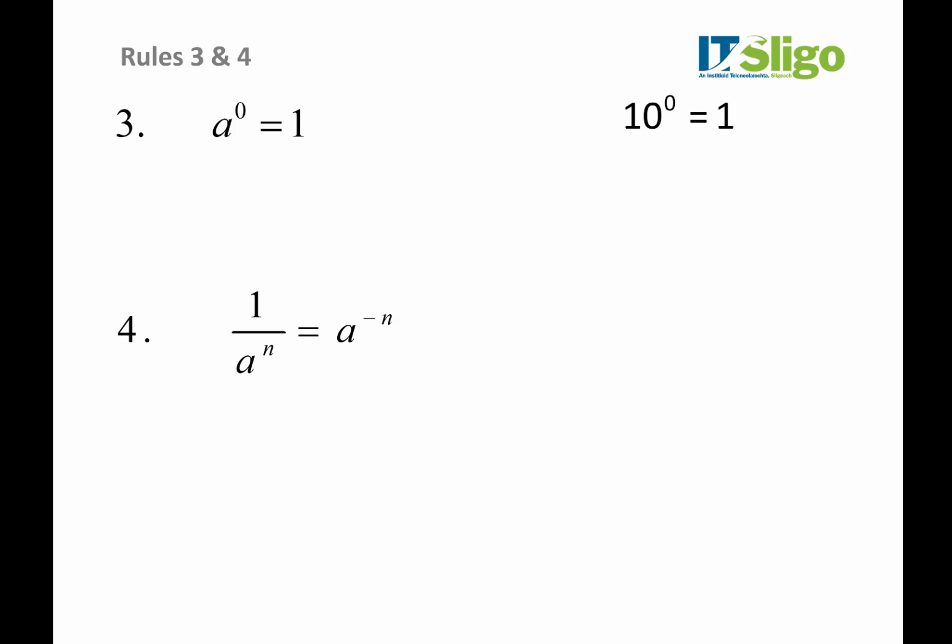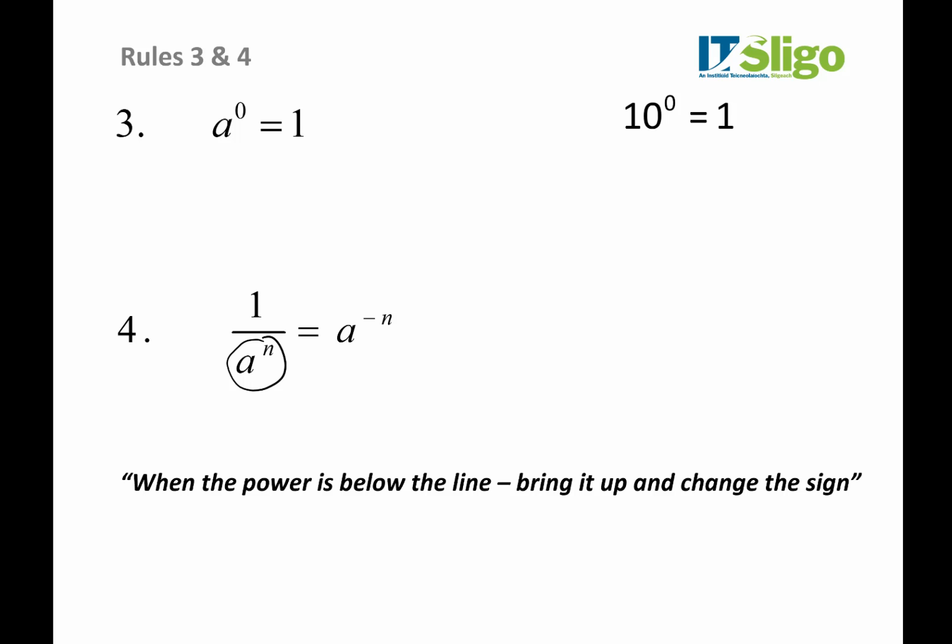I always think this is the most important rule for scientists: any power value that's below the line, bring it up and change the sign. So that's what's gone on. I've brought the whole power term up, but I've simply changed the sign on the power. So 1 over 10 to the power of 4 is written as 10 to the power of minus 4. This is not a negative number, guys. It's a very small number.